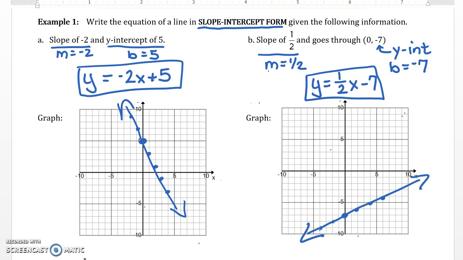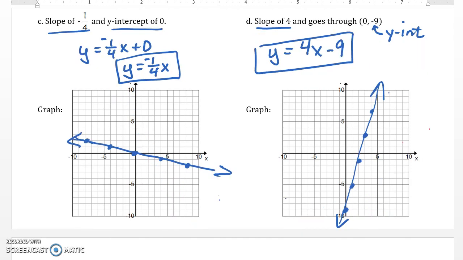All right, perfect. Go ahead and press pause now. There are 2 more problems, letters C and D, down below on your paper. So go ahead, press pause, give those problems a try, and once you're done, come back and hit play and check your work. All right, welcome back.